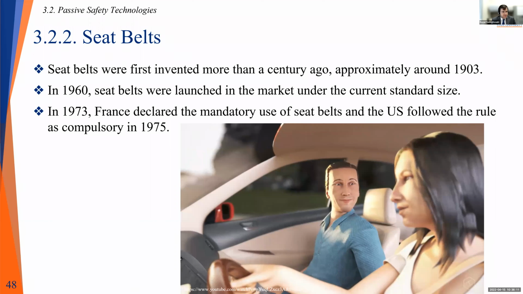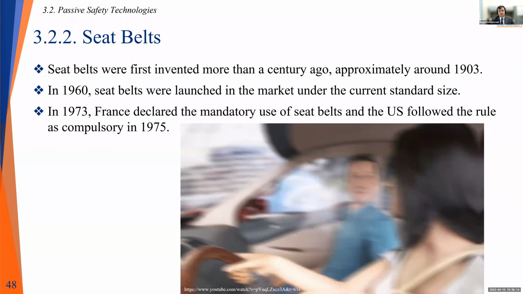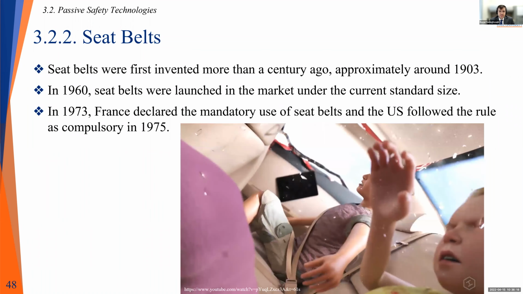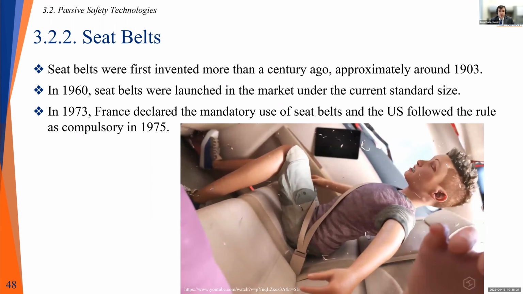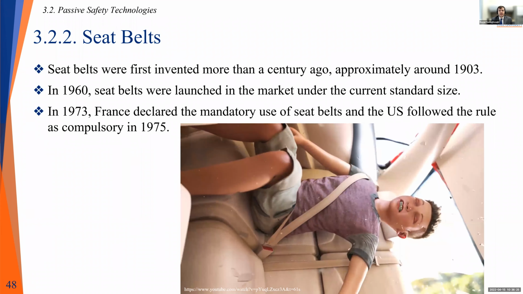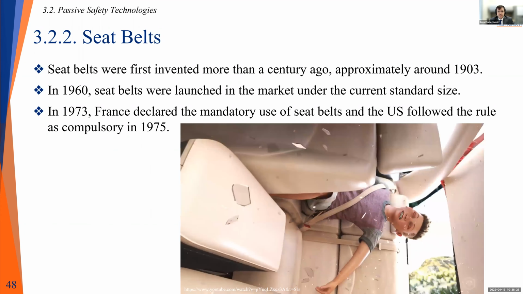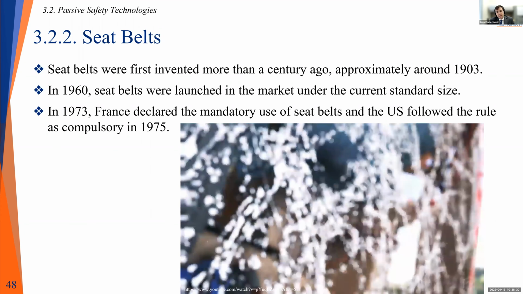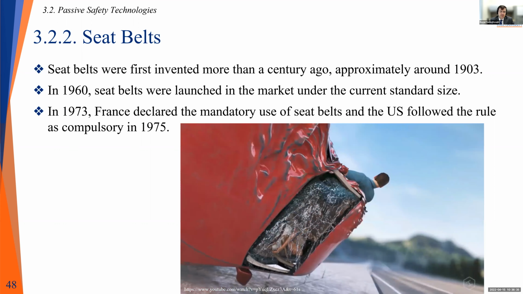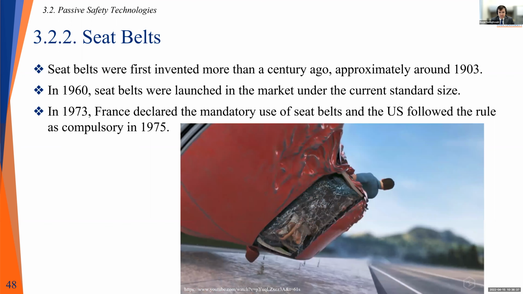Okay, very interesting video. Very good. So let's talk a little more about the seat belts. Well, actually, seat belts were first invented more than a century ago, around 1903. And then it became more and more popular. And then France was the first country that declared the use of seat belts mandatory, in 1973. And then 2 years after that, the US followed with rules to make it compulsory for everyone in 1975.